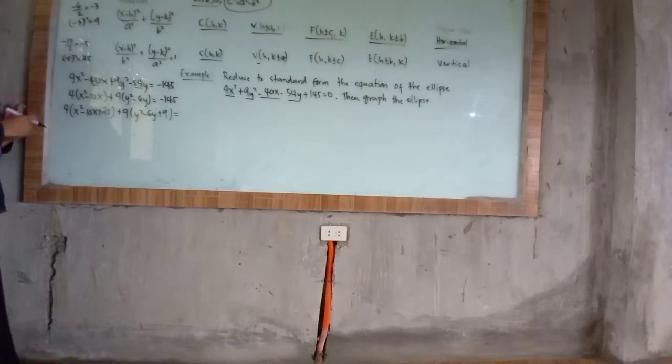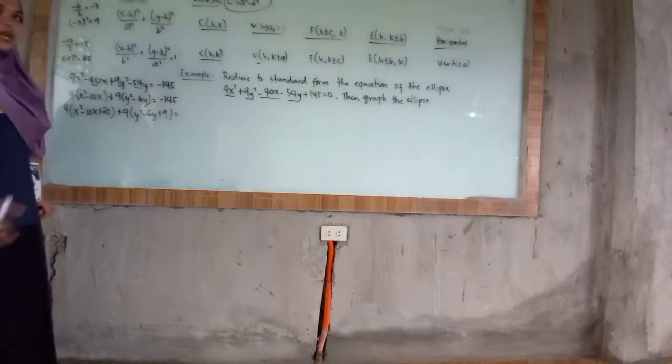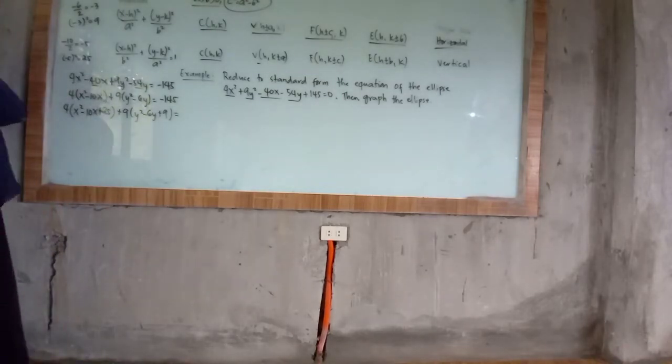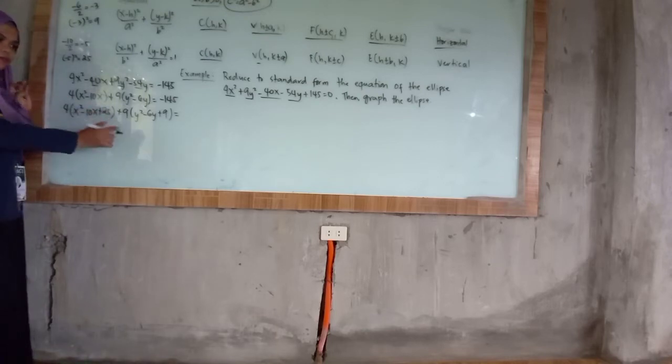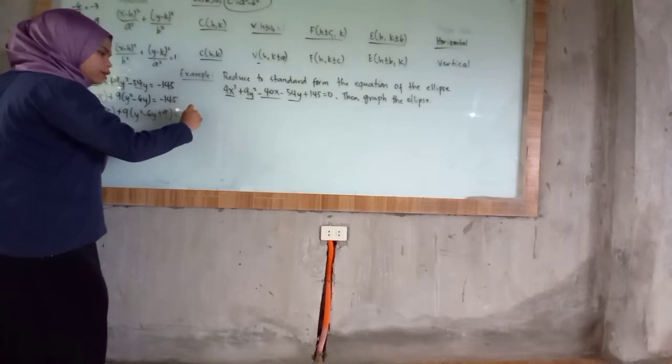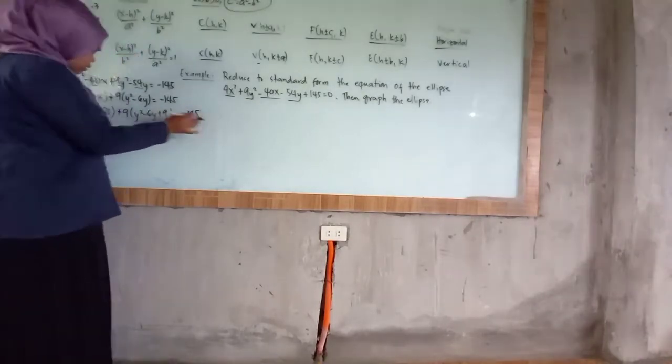Na pag may i-add tayo sa left side of equation, we have to make sure na ma-i-add din yun sa right side of the equation. That is the addition property of equality. Pero, ang i-add natin dito ay 25. So, negative 145 plus 25.